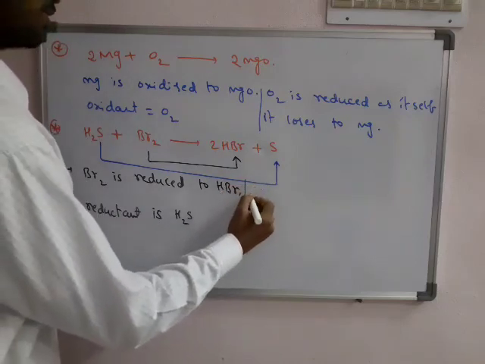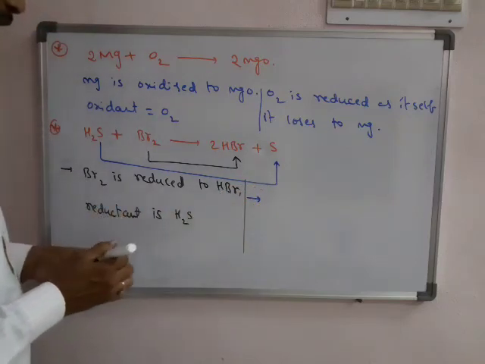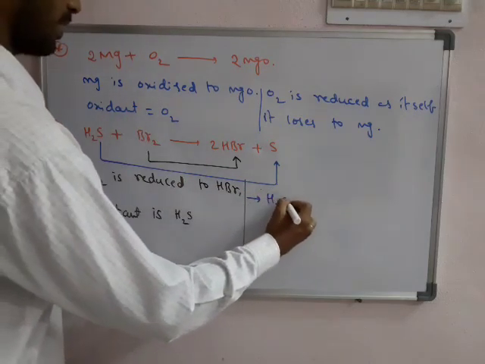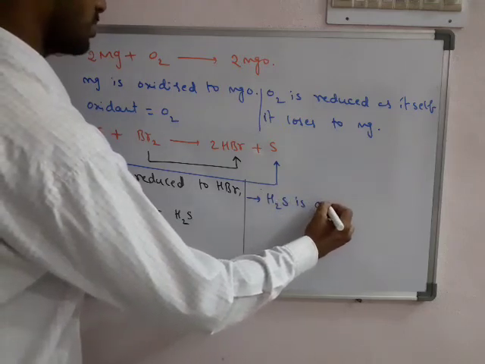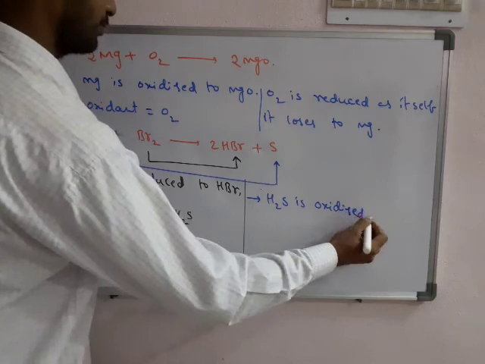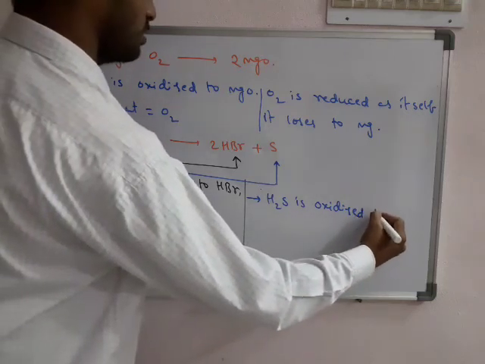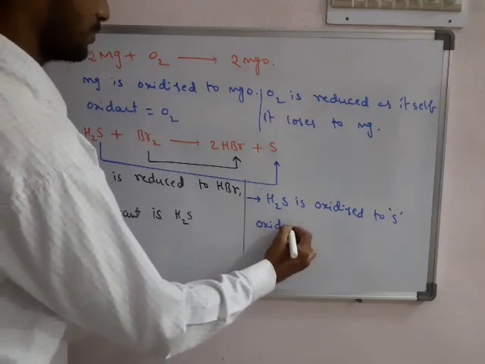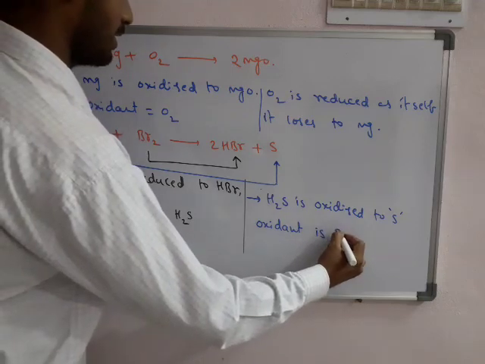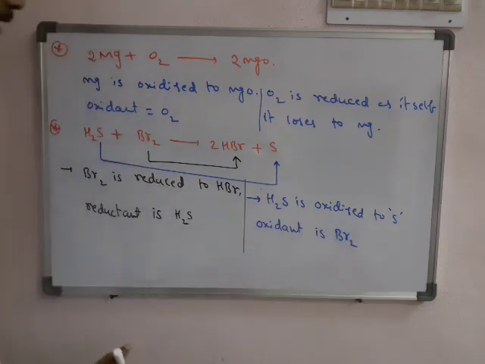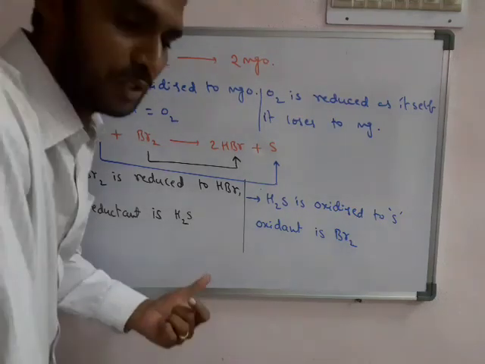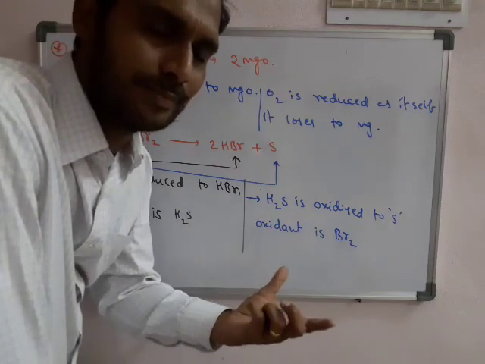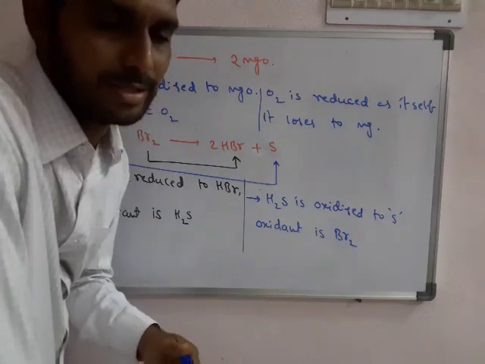Now, is H2S reduced or oxidized? H2S loses hydrogens, so we can write H2S is oxidized to sulfur. What is the oxidant responsible for its oxidation? The oxidant is bromine, because bromine takes its hydrogens and gets reduced. And we know that whatever gets reduced works as an oxidant, and whatever gets oxidized works as a reductant. Okay.